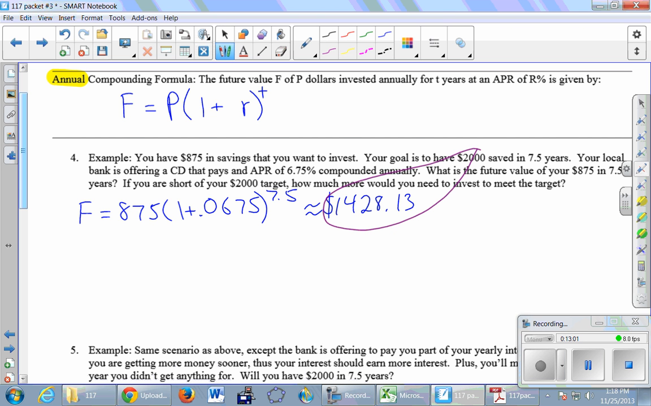We're using the same formula again, but what's the unknown is the P. Right, we're trying to find the P. How much is the F? It's 2,000. If you want 2,000 at the end, this is how you set it up. You say, okay, I want the future value to be 2,000. I don't know the principal. We'll leave it as P. Still 1 plus 0.0675. Still to the 7.5. Any questions on the setup there?